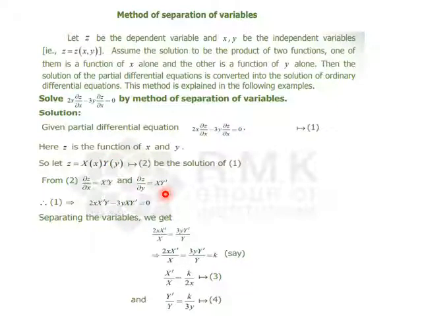Now we substitute dou z by dou x and dou z by dou y in terms of these two. So substituting this in one, we separate the variables. We'll keep x on the left hand side and y on the right hand side. Now let us equate it to a constant k. So from the first one, I get X dash by X equal to k divided by 2x, and from the second part, Y dash by Y equal to k divided by 3y.